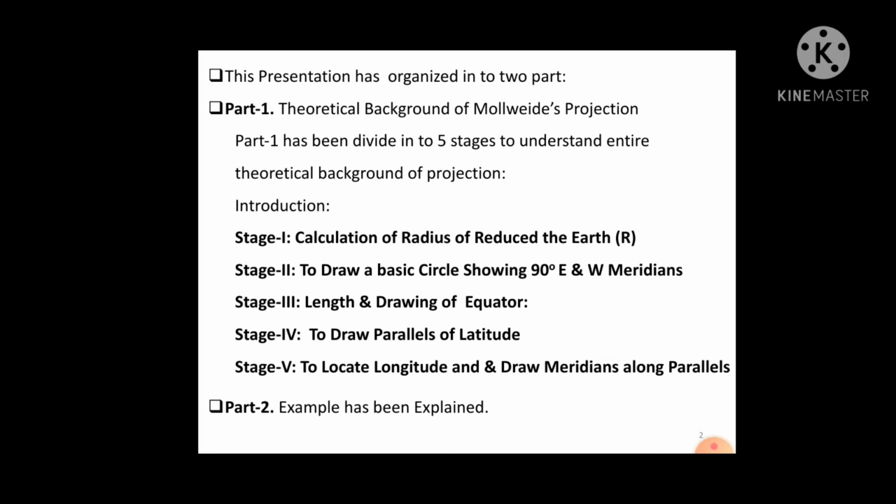Stage 1, the calculation of the radius of the reduced earth, which is a very basic requirement to go further in the development of the projection. Stage 2, to draw the basic circle showing the 90-degree east-west meridians, which is the basic principle of this projection. Stage 3, the length and drawing of the equator. Then stage 4, to draw the parallels of latitude, and stage 5, to locate the longitudes and draw the meridians along the parallels. And Part 2 covers the solved example, as I said.